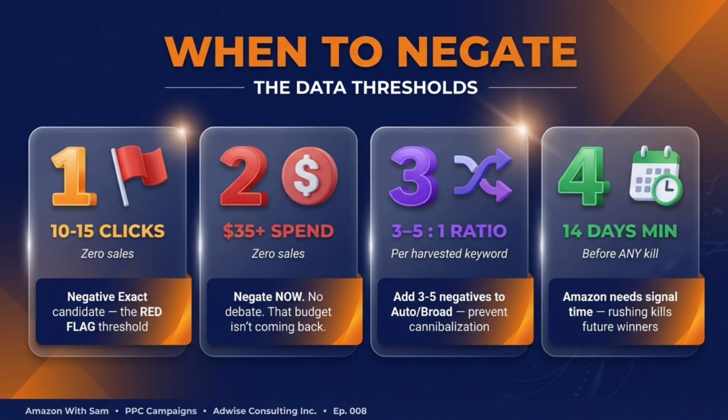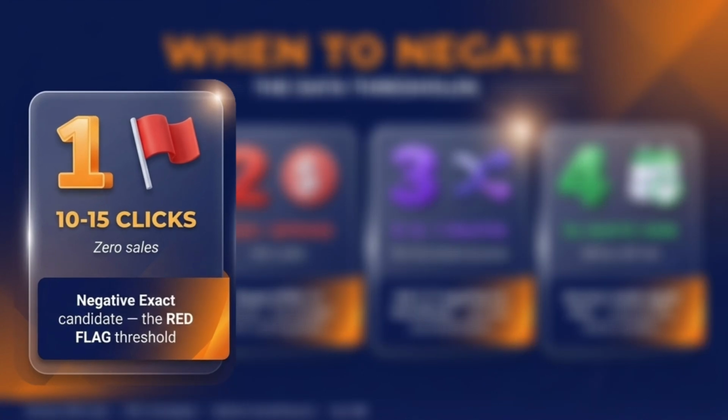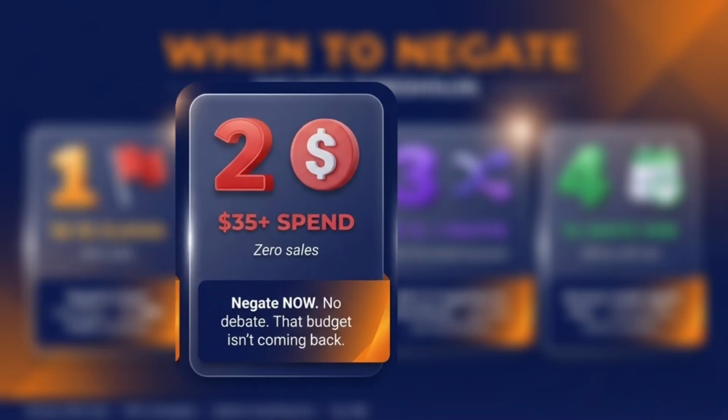The thresholds. When do you actually pull the trigger and negate? Three rules. Rule 1. A search term with 10 to 15 clicks and 0 sales: negative exact candidate, not automatic, but the red flag threshold. Rule 2. A search term with $35 or more in spend and 0 sales. Negate now. No debate. That budget is not coming back.